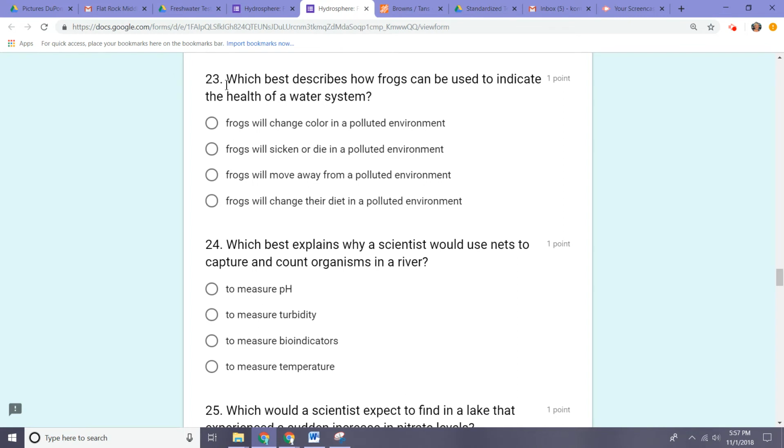Number 23. Which best describes how frogs can be used to indicate the health of a water system? Frogs will change color in a polluted environment. Frogs will sicken or die in a polluted environment. Frogs will move away from a polluted environment. Frogs will change their diet in a polluted environment.